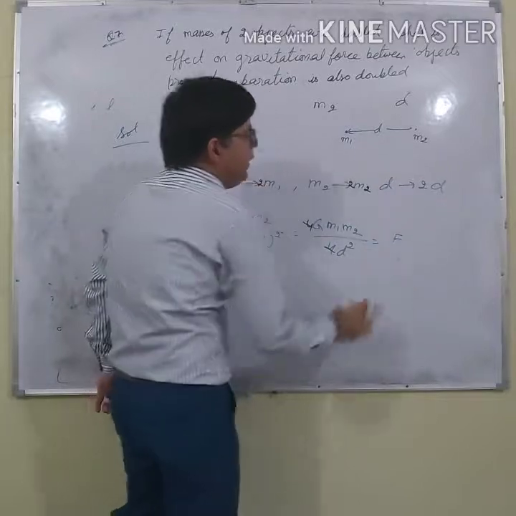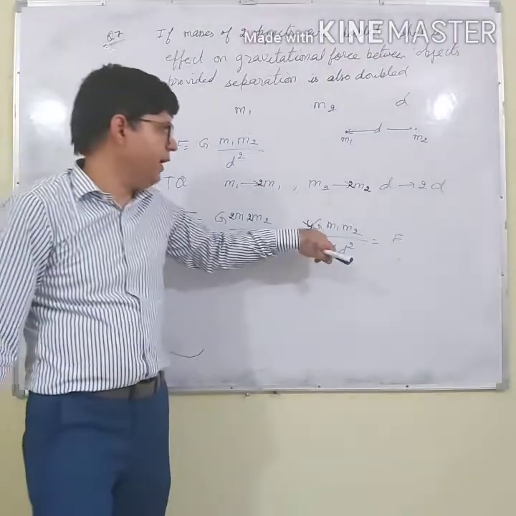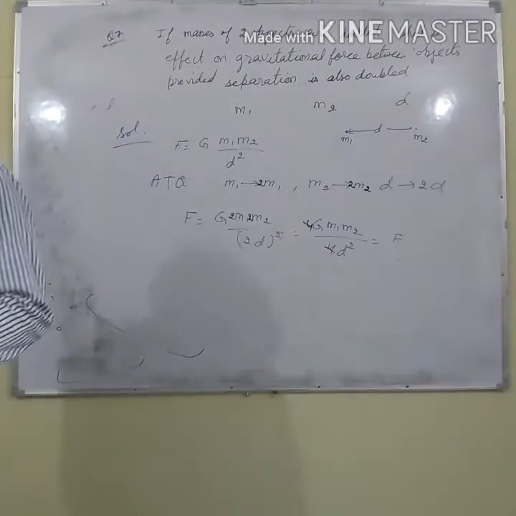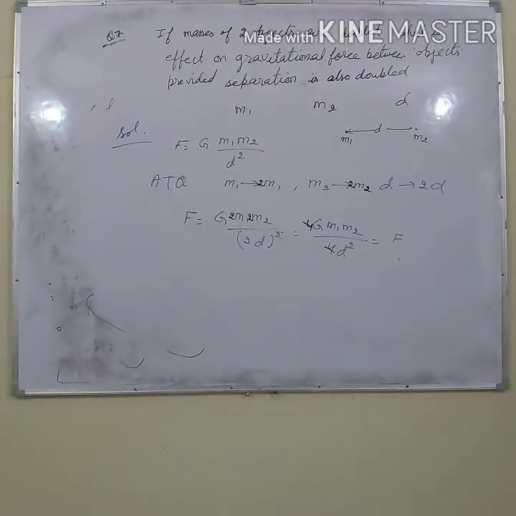So what does it mean? Here we get capital G m1 m2 by d square. It means that the force will remain the same. Force will not change. Let's move to the next question.